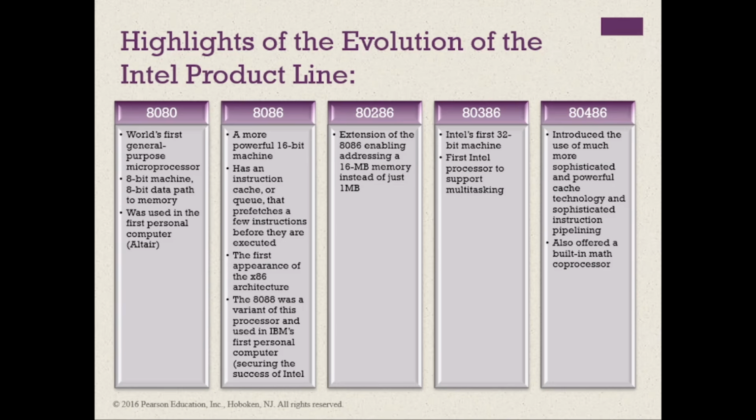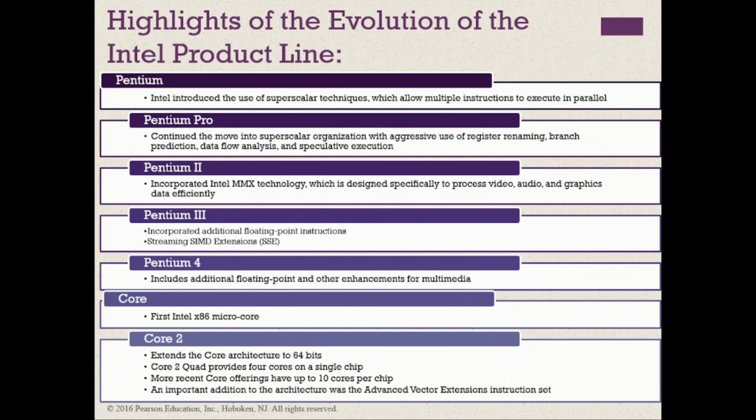The 8486 introduced the use of much more sophisticated and powerful cache technology and sophisticated instruction pipelining. The 8486 also offered a built-in math coprocessor, offloading complex math operations from the main CPU. As a continuation of the evolution of the Intel product line, with the Pentium, Intel introduced the use of superscalar techniques, which allow multiple instructions to execute in parallel.